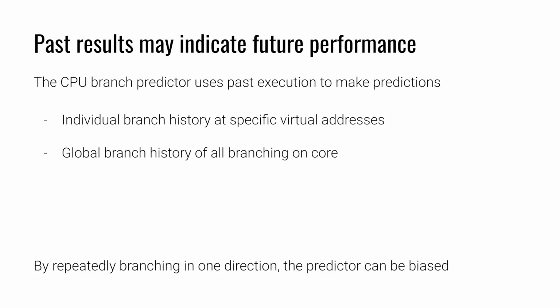The first is the individual branch history of specific instructions, which can be uniquely identified by their location in virtual memory. The second is the global branching history for all branching that has recently occurred on the physical CPU core. Now, this means that the predictor can be biased by repeatedly branching in a specific direction.